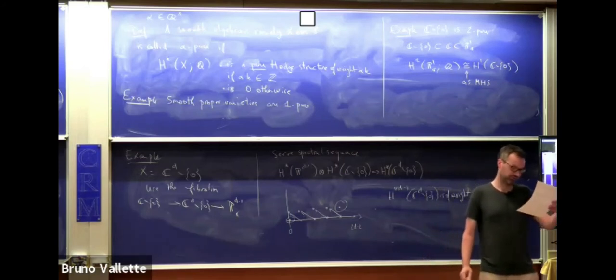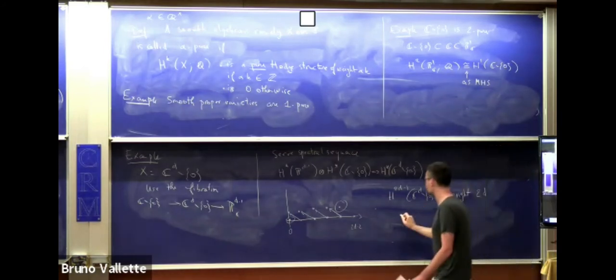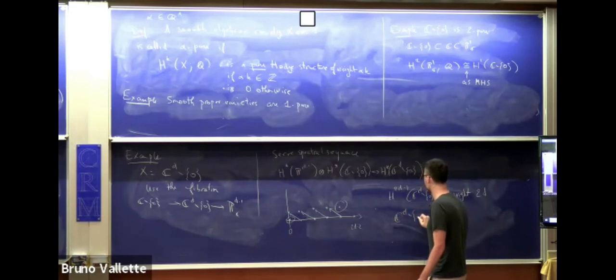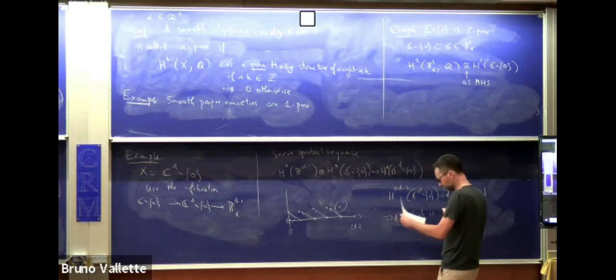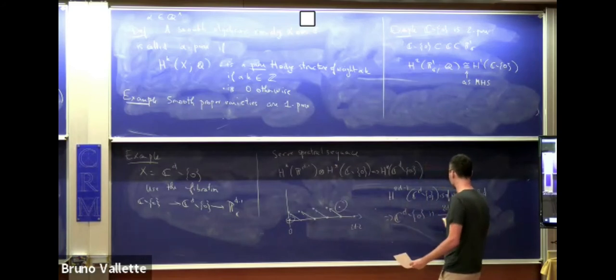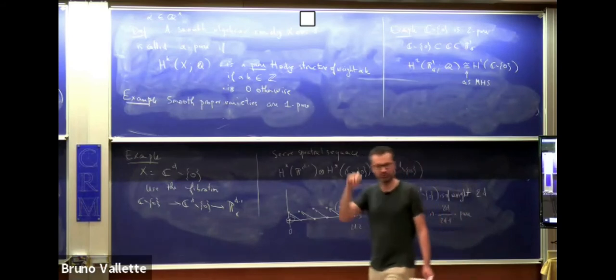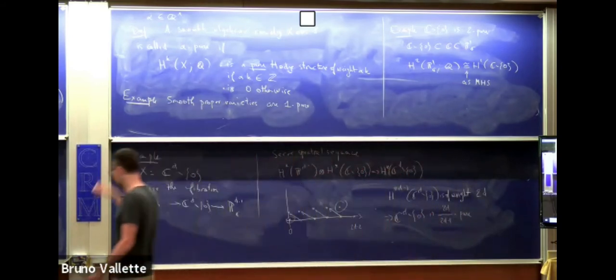So the conclusion of this is that C^D minus 0 is 2D divided by (2D minus 1) pure. So this gives you an example where alpha is not an integer.